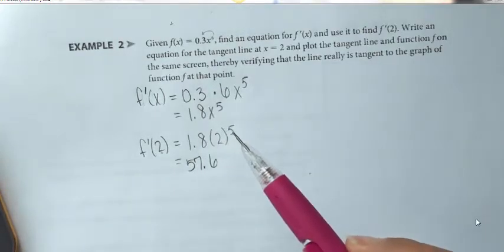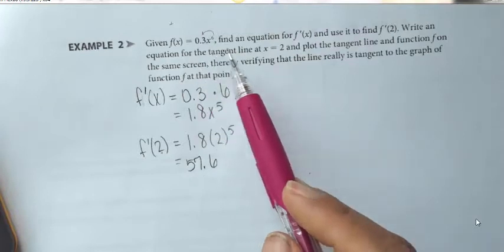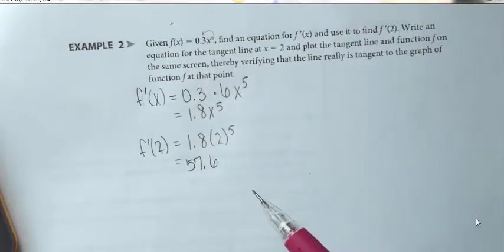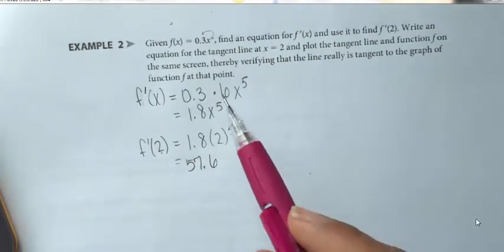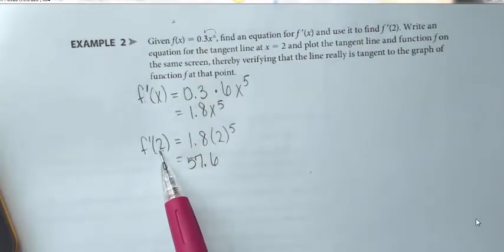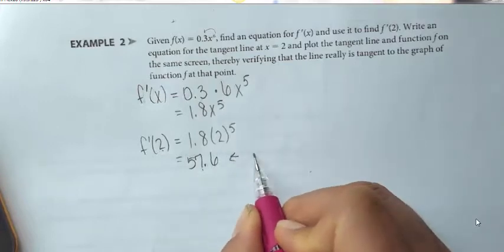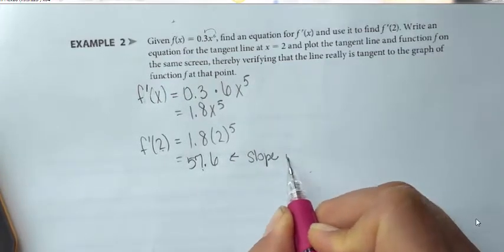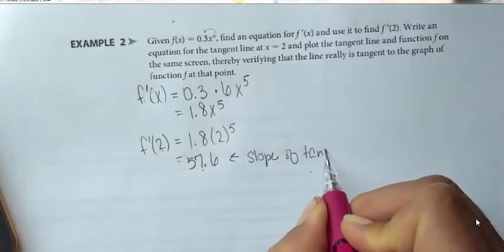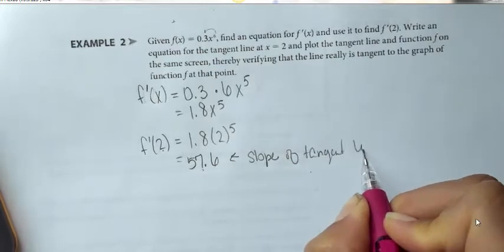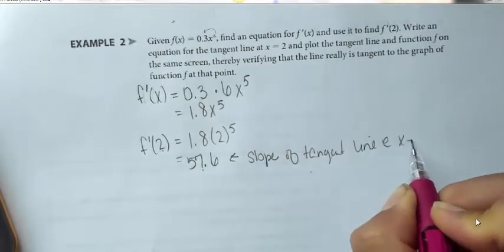And I'm not sure what this is even about because they haven't given me any units. I have no idea. So write an equation for the tangent line at x equals 2. Well, the derivative at x equals 2 is this. This is the slope of the tangent line. So this right here is the slope of the tangent line at x equals 2.